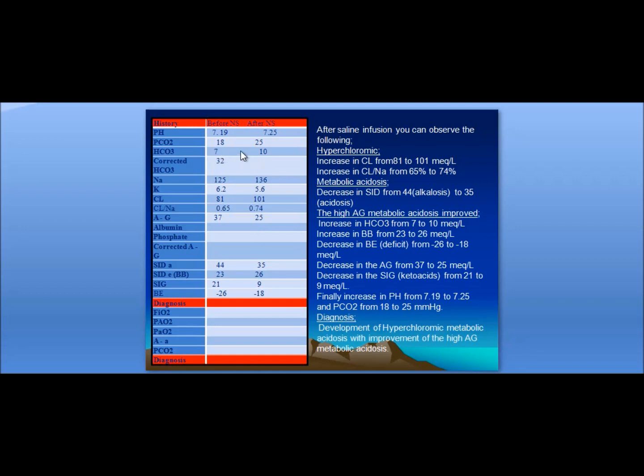What about the bicarbonate? Bicarbonate improved from 7 to 10. That's why the buffer base increased from 23 to 26. And strong ion gap, which is the fixed acid, improved, decreasing from 21 to 9. And at the same time, the base deficit from minus 26 to minus 18. So after infusion of normal saline, the patient developed hyperchloremic metabolic acidosis, but with improvement in the high anion gap metabolic acidosis.